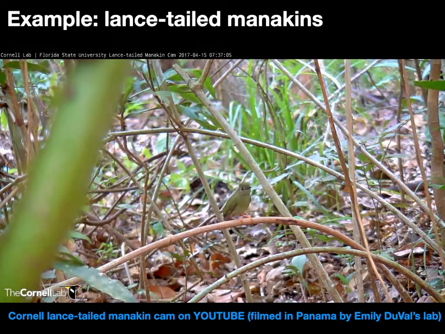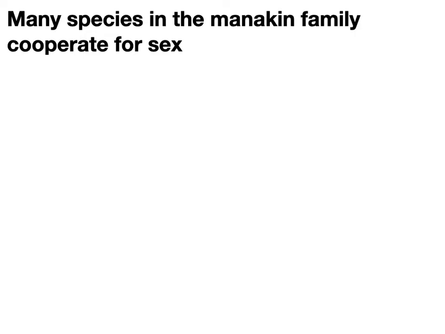Okay, so the olive-colored individual that you see in the middle of the perch right now at the end of the video, that's the female. And the two colorful individuals were a pair of male coalitionary partners.